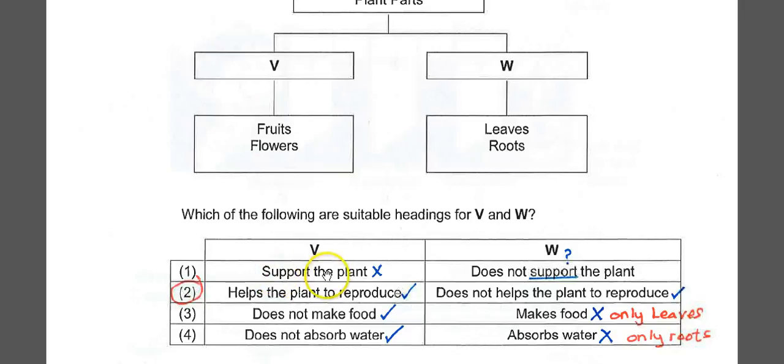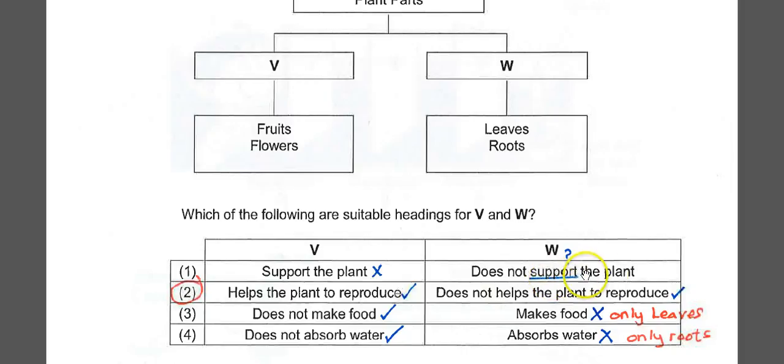V supports the plant. No, these don't support the plant at all. X, okay, wrong. Not this answer. But I found that the V could be, V are this, it does not make food, it does not absorb water. Okay, now let's find out over here.